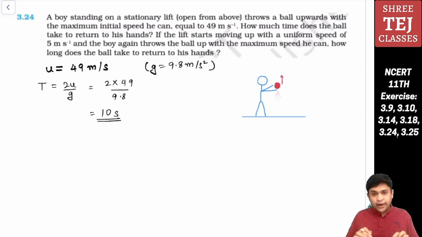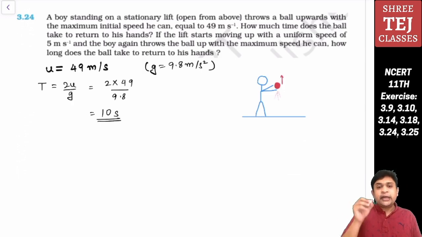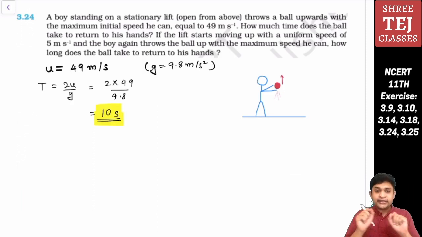But for the boy, in his frame of reference, the initial velocity is just 49 meter per second. Therefore, in the second case also, the ball will come back to the boy in just 10 seconds. There will be no change in duration of time. Very important to remember.